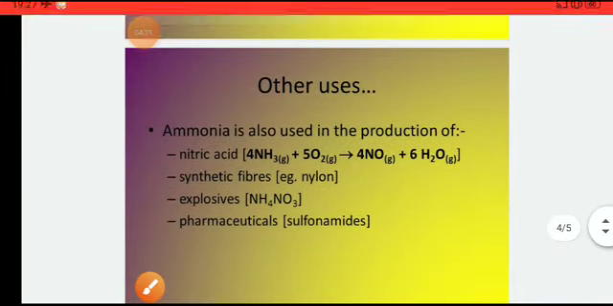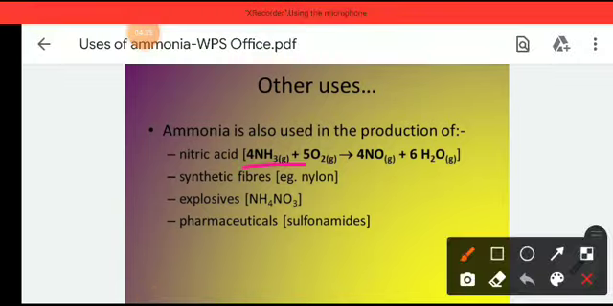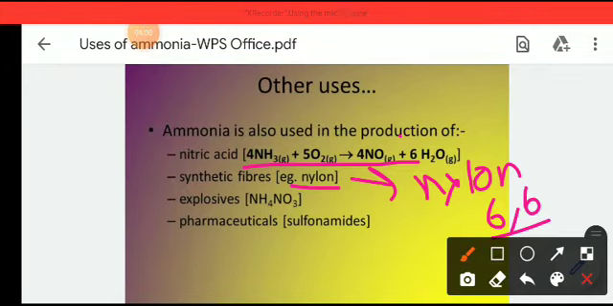Apart from fertilizers, ammonia is used to produce many other things, like nitric acid. Nitric acid is produced by the catalytic oxidation of ammonia; we can easily produce nitric acid this way. Next, ammonia is used to produce synthetic fibers like nylon 66. Nylon 66 is the most commonly used synthetic fiber. It is used in parachutes as well. This nylon 66 can also be produced from ammonia.